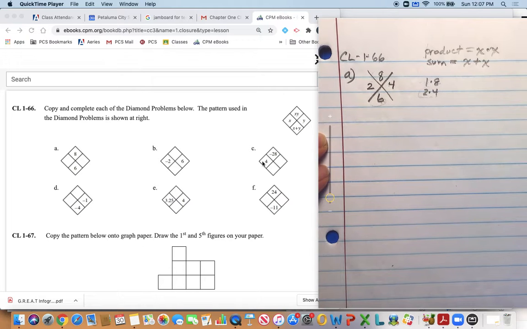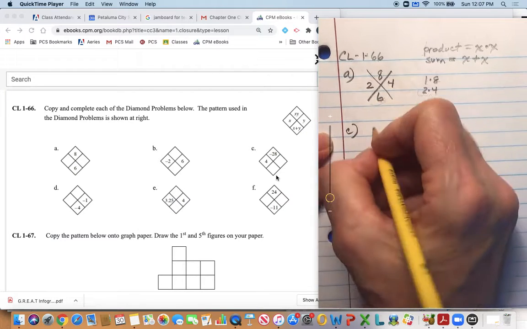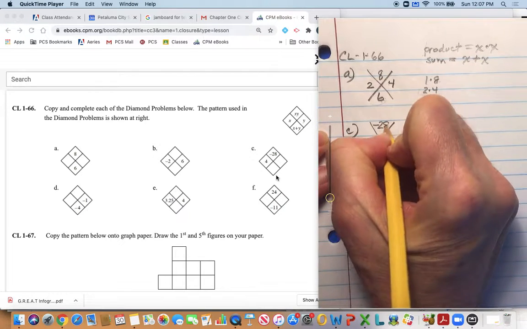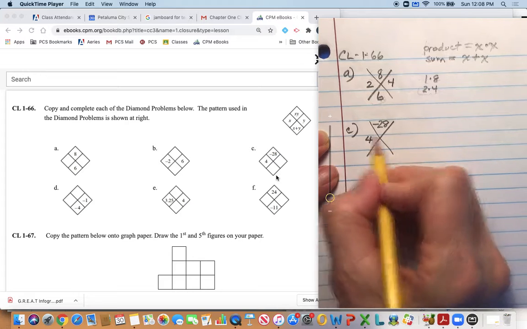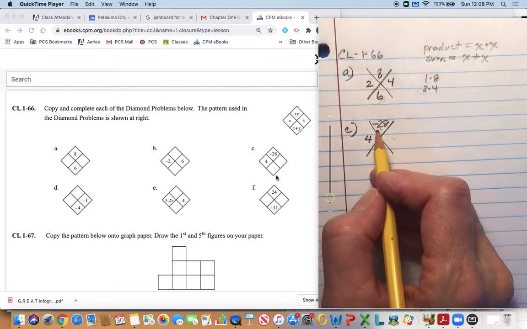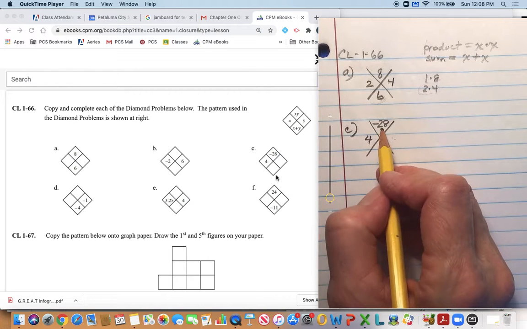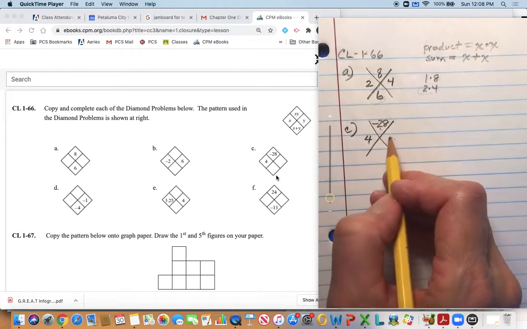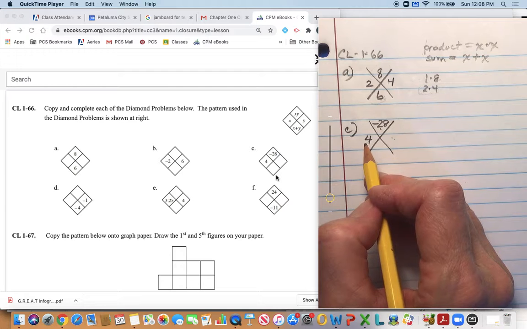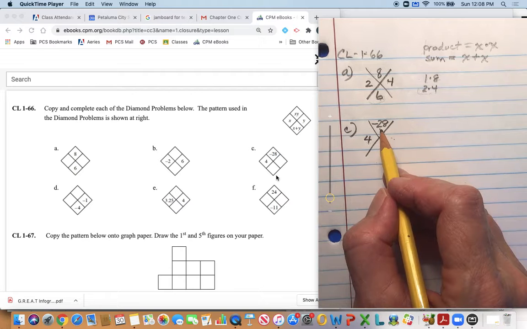All right, so C, that one's a little trickier. So let's take a look at C. So C, you are given what the product is, which is -28. And then you're given one of the numbers that you have to multiply to get -28. So you know that if you multiply a positive number times a negative number, you will get a negative number. So we know that whatever this number is here, it has to be a negative number because we have a positive number over here. So what can we multiply 4 by to get 28?